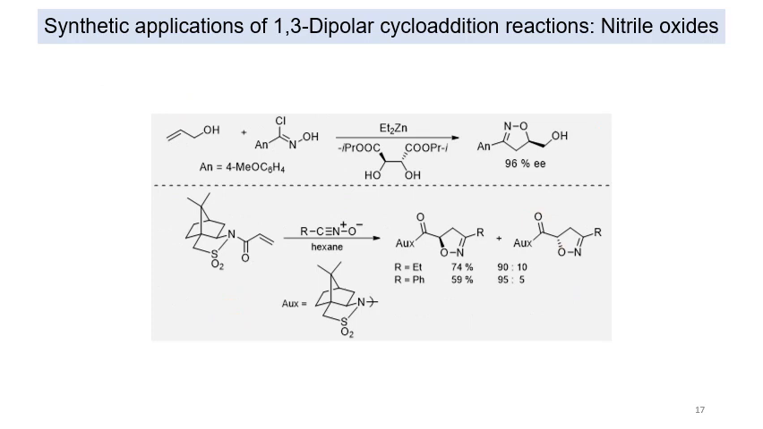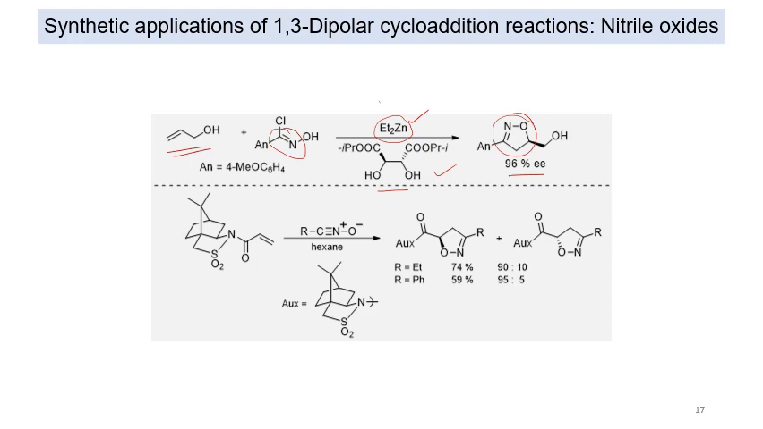In this particular case, this alpha halooxime can now be dehydrohalogenated and then coupled with this allyl alcohol to give you this particular isoxazolidine in very high enantiomeric excess when diethyl zinc and this amino alcohol derived from tartaric acid is utilized in this particular transformation. So this is the chiral ligand and this is the transition metal that is employed for this particular cycloaddition.